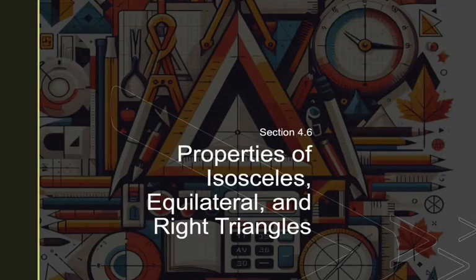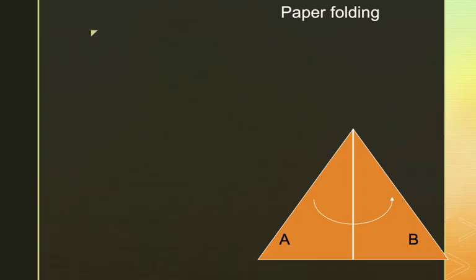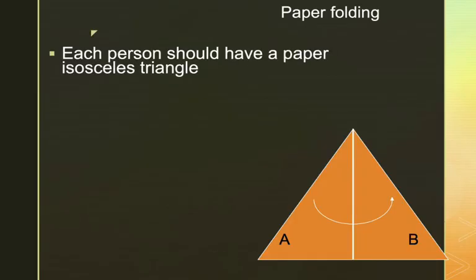We're going to be doing section 4.6, properties of isosceles, equilateral, and right triangles. Please get out your note sheets for this. We're going to start off with some paper folding. So I want you to get out the last page in your notes, and there's an isosceles triangle on it.